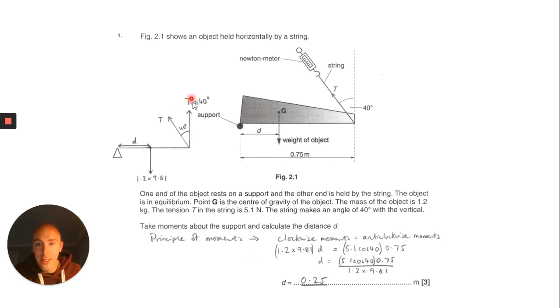So our moments calculation will be the clockwise moment, 1.2 times 9.81 to get the weight from the mass in kilograms, times d, equals T cos 40 times 0.75. We put that into that line there, and rearranging both sides for 0.91 gives us d.